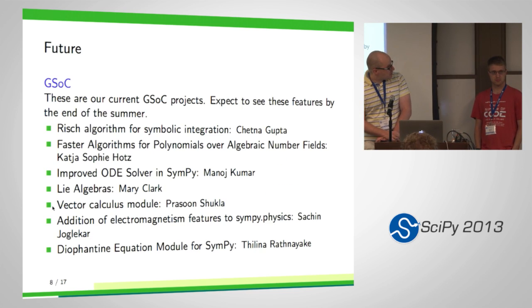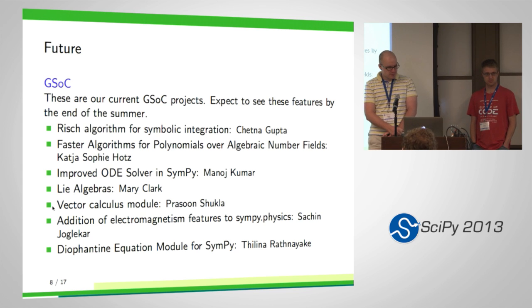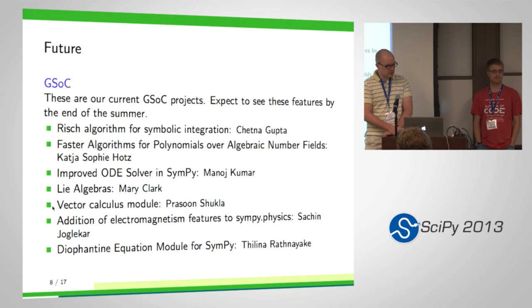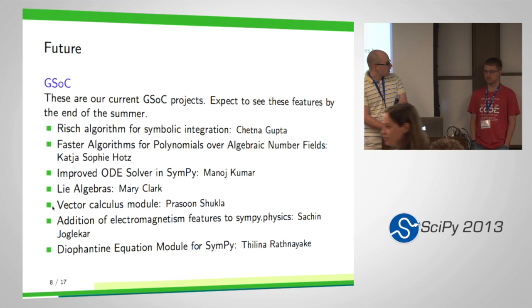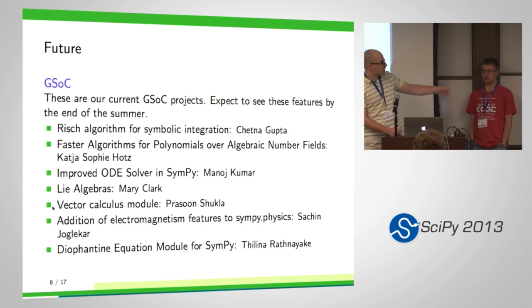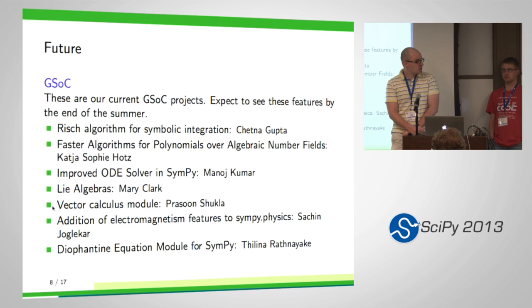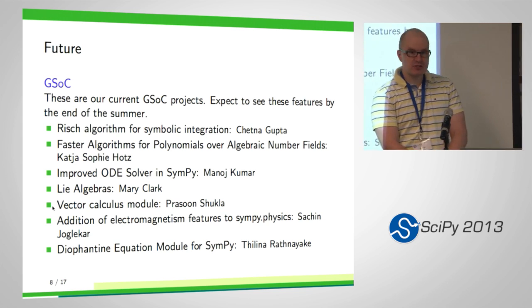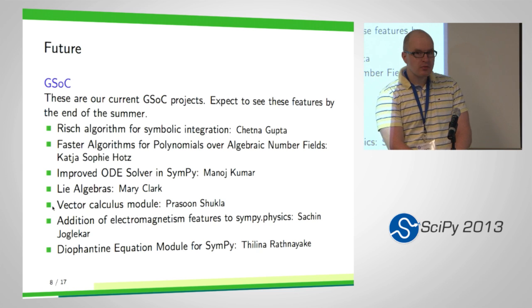So let me just very briefly say a few things about what we work on at the moment. We have 7 Google Summer of Code students this year, and one of them is working on extending our symbolic integration and improving it. The other project is implementing faster polynomial algorithms.